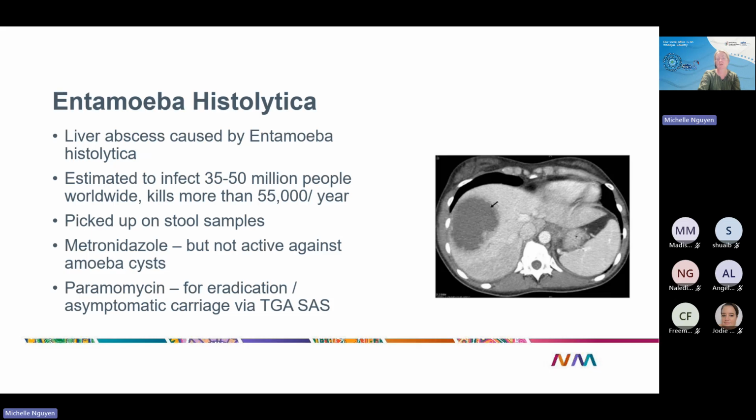It can be treated with metronidazole, but that is not active against the amoeba cysts that are in the bowel. So the common scenario when we pick it up is that actually people don't have liver abscesses. We just pick up the fact that they are carrying Entamoeba. So the most useful drug in that situation is actually paromomycin, which is good for eradication of asymptomatic carriage, and will prevent people passing it on to family members and prevent them from getting a complicated infection in the future. And that drug is available via the TGA SAS. So I just thought I'd mention that in case you also have some stool samples coming back with these unusual bugs.